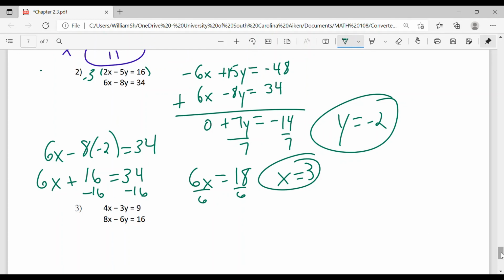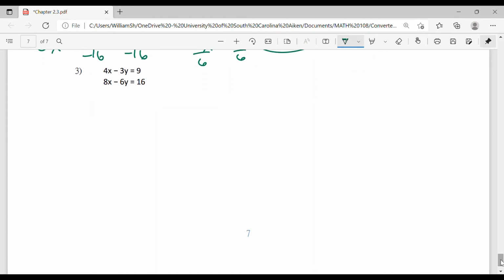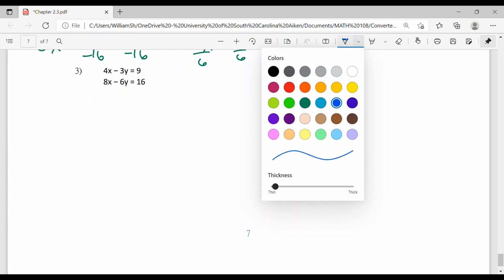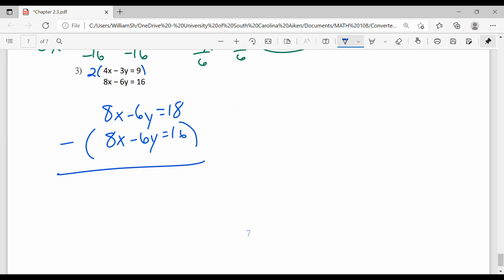Alright, very last one of this lecture. I've got 4x minus 3y equals 9 and 8x minus 6y equals 16. Change the color of my pencil again. I'm going to multiply this top one by 2. So I'm going to get 8x minus 6y equals 18, and that's going to be over 8x minus 6y equals 16. I'm going to subtract this bottom equation from the top one. I get 0 plus 0 equals 2. Does 0 ever equal 2? No. So we have no solution.